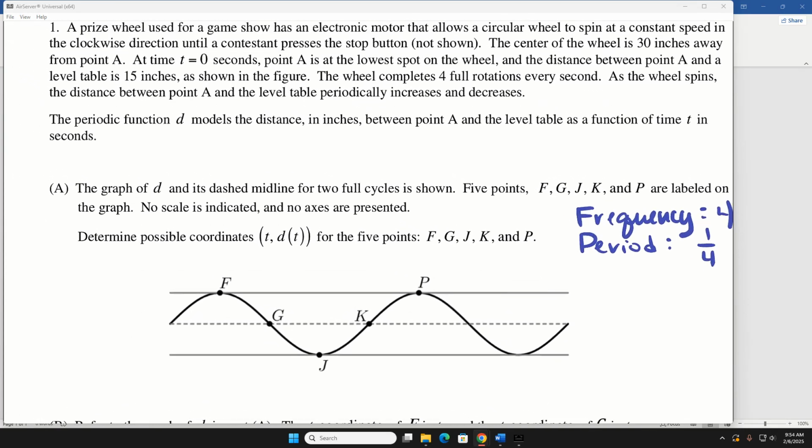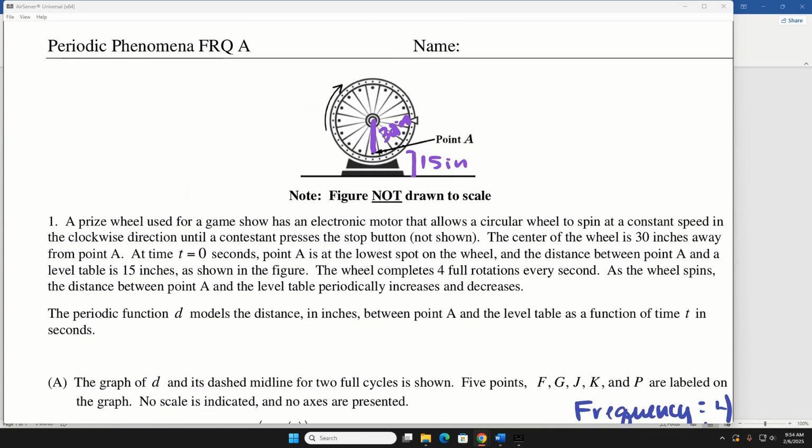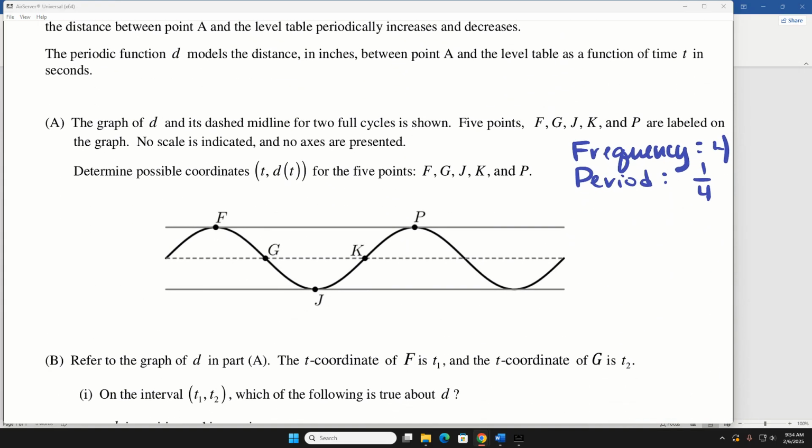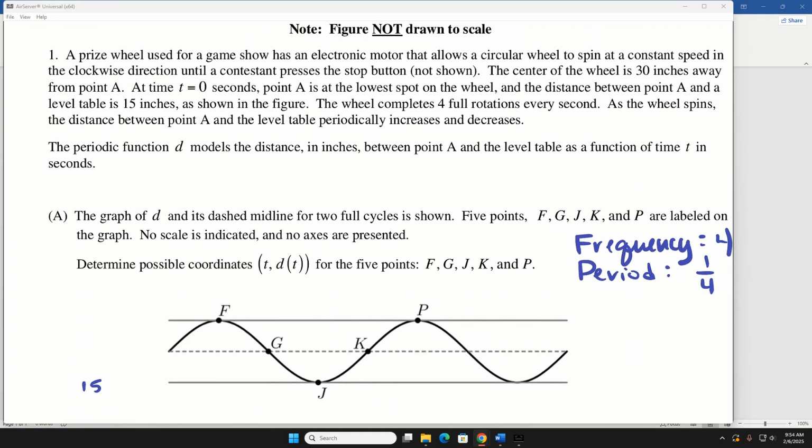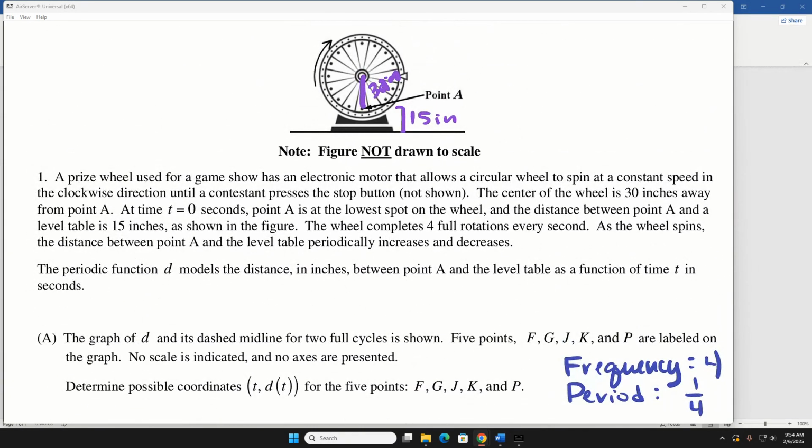All right, so let's figure out these heights. So the height is, we're looking at the height from point A to the table. So when point A is closest to the table, which is this point right here, what is the height? 15. All right. And then there's going to be a time when point A is here and here. That's like the middle. What's that height going to be? All the way to the table.